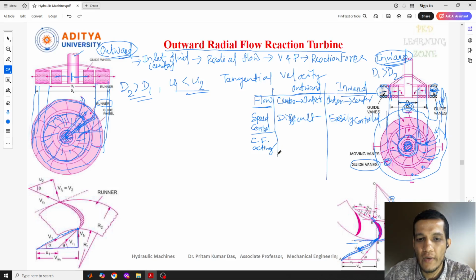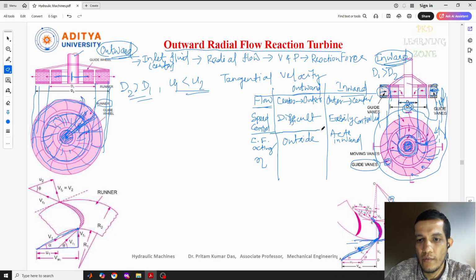Obviously, it is very, very simple. We can say that in the outward radial flow, the centrifugal force is working outward. Similarly, in the inward radial flow, it will act inward, as simple as that. Now, the next point we can say is efficiency.